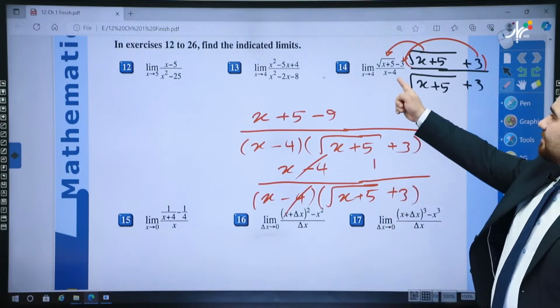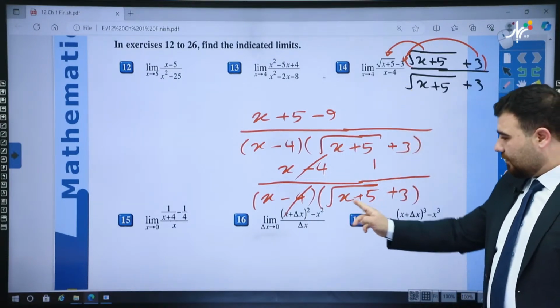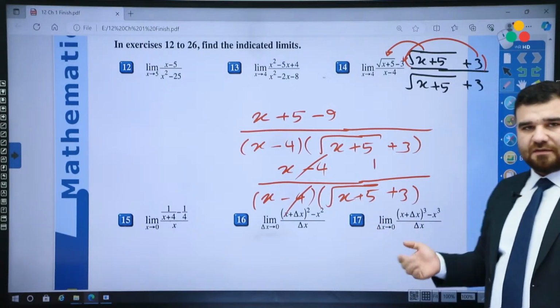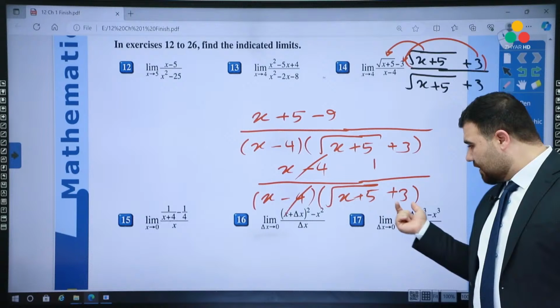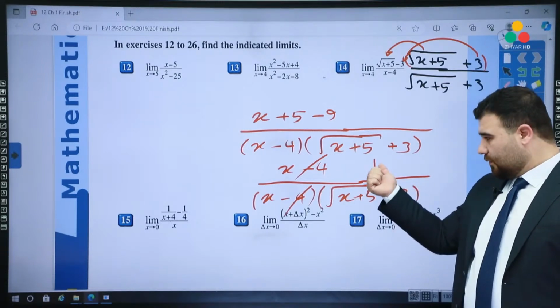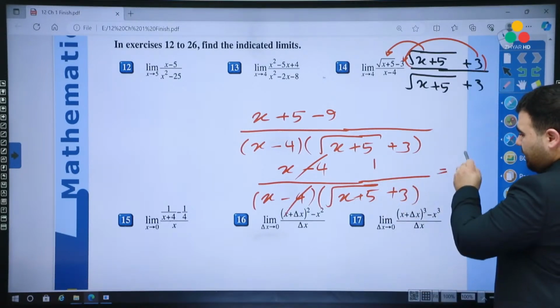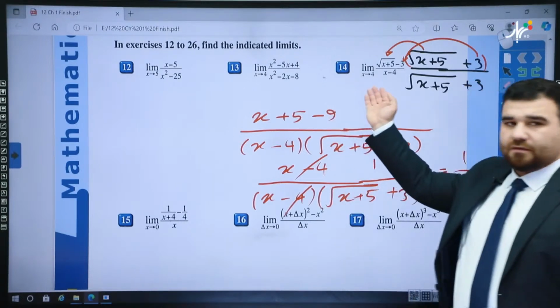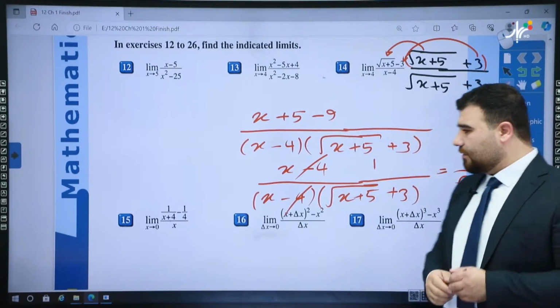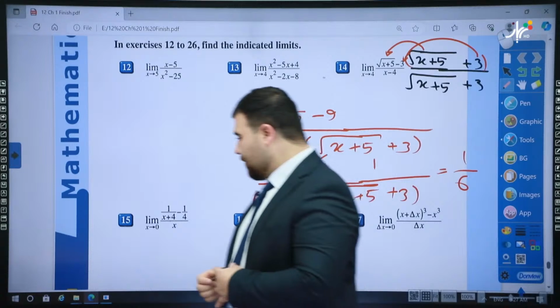Now if I replace x by 4, 4 plus 5, 9. Square root of 9 is 3. 3 plus 3, 6. 1 over 6 is the answer. The result of the limit of question 14 is 1 over 6. Now, question 15.